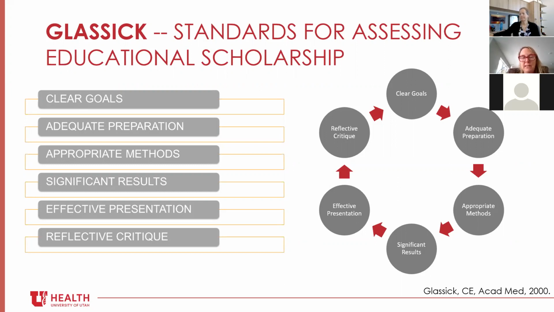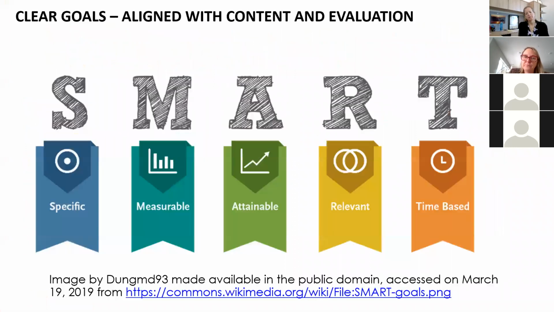Do you have significant results? Are you able to effectively present them? And then do you critique what you have already done? And I put it in a circle on the side because it goes both ways. I think in terms of education, we're always going around that whole circle in like a quality improvement matrix. So you come up with a presentation and you look at it reflectively, and then you may adapt it and move it forward. And that's the way that we really pursue educational scholarship.